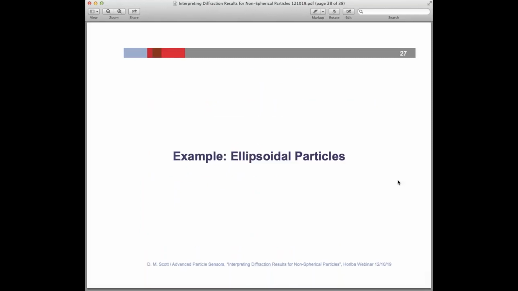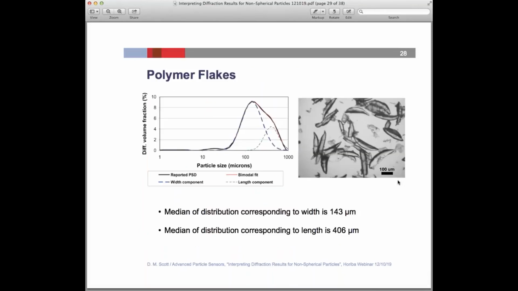Okay, so we're going to go to ellipsoidal particles now. The polymer flakes I showed you before, there's not much to say about them. They're kind of funny looking particles, and you can't really sieve them because they'll either block the sieve or they'll go through the sieve, but because of their shape, they're quite difficult to deal with.